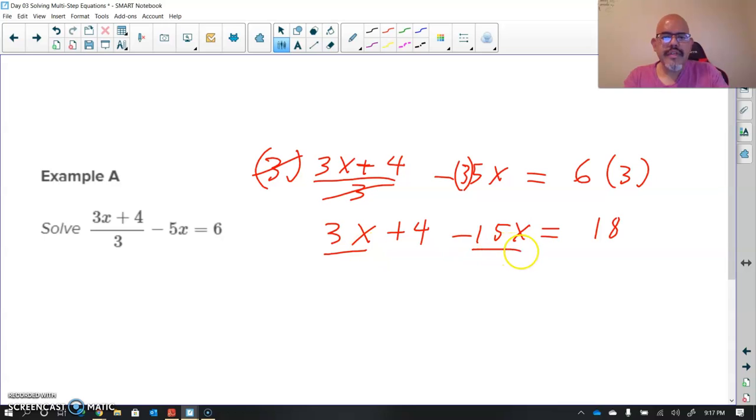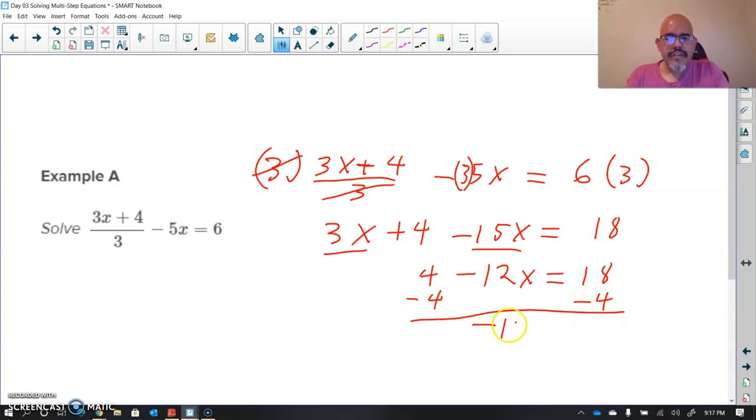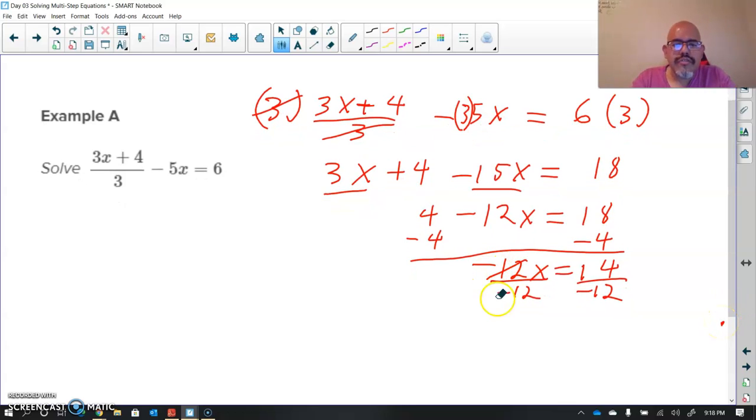Combine like terms. That leaves me with a negative 12x. Well, that's a positive 4. And I'm going to do the inverse of adding 4. I'm going to subtract 4. So negative 12x is equal to a positive 14. Divide both sides by negative 12. And so that divides out. So x is equal to, well, 12 and 4, that leaves behind a 7. Negative 7 divided by 6. And there, we're done. We can't do anything else.